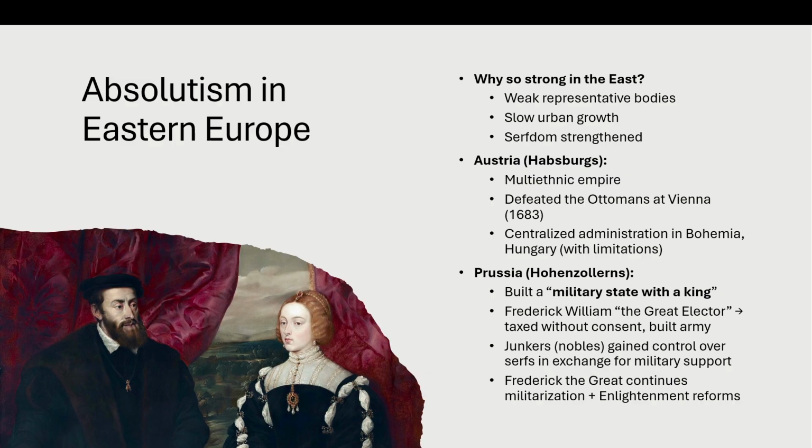Prussia grew into a military state with a king, Frederick William, the Great Elector, who taxed without consent and built a powerful army. In return, Prussian nobles, called the Junkers, kept authority over their serfs, and Frederick the Great later expanded both the military and state reforms.